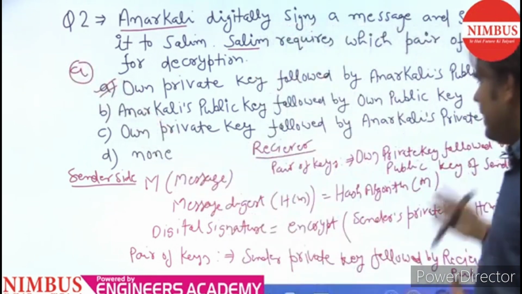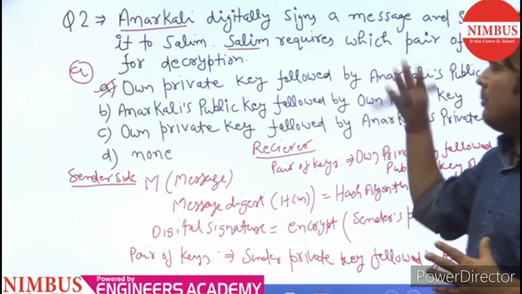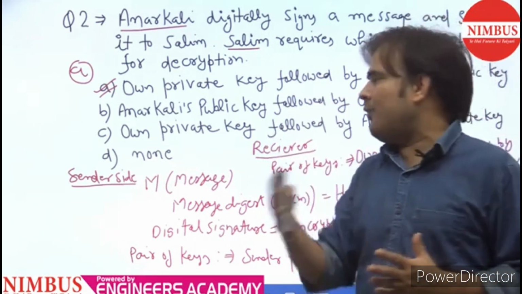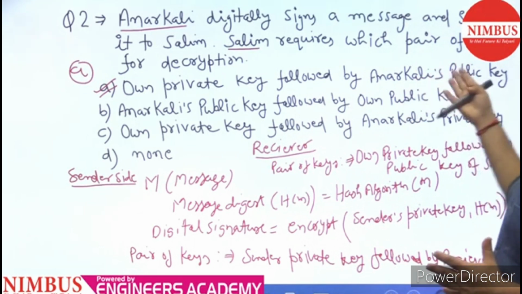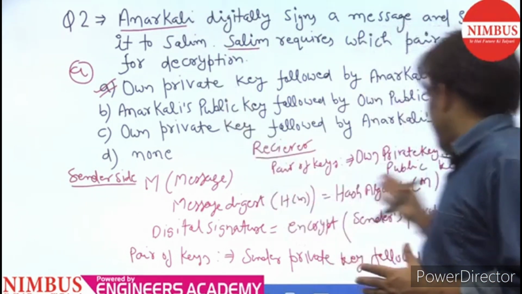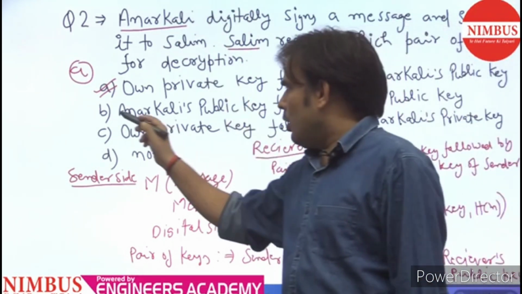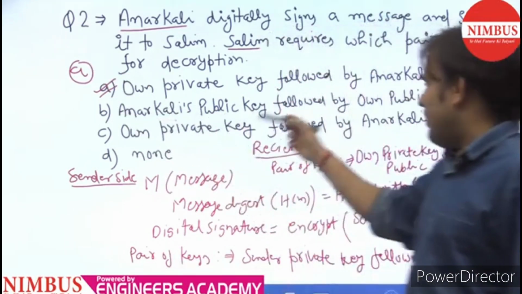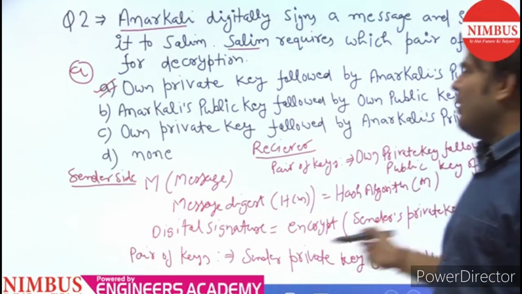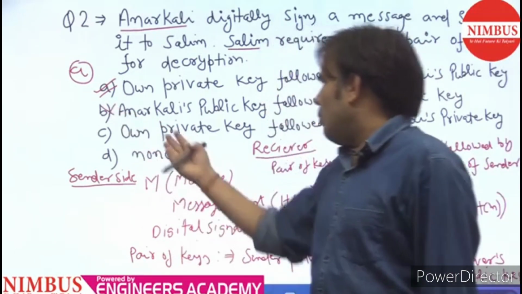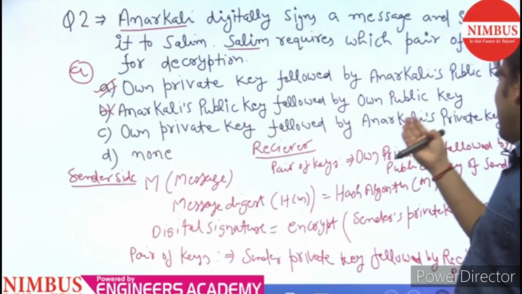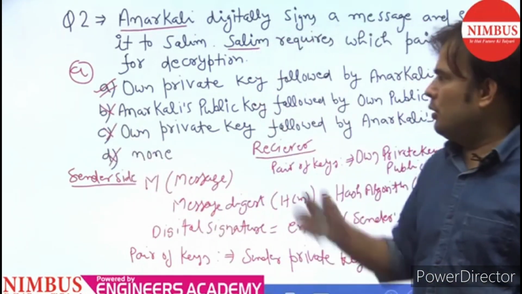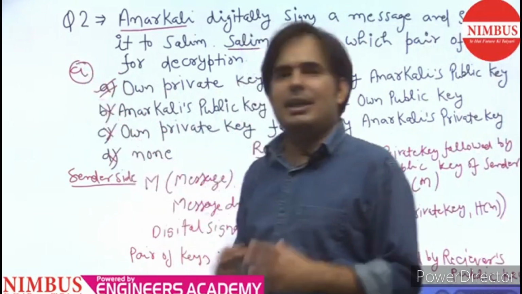As I told you in detail, Salim is the receiver. Salim requires its own private key followed by Anarkali's public key, Anarkali being the sender. Option B is saying Anarkali's public key followed by own public key. No. Own private key followed by Anarkali's private key. No. And option D is wrong by default. So which option is correct here? Option A is correct.